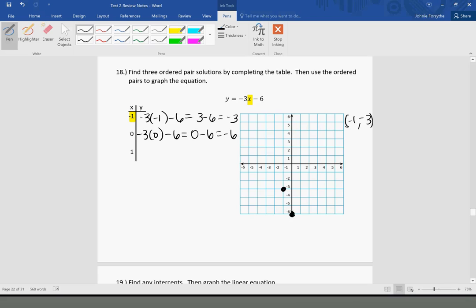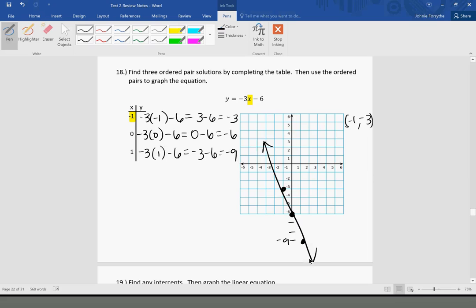And let's do the next one. We have negative 3 times 1 minus 6. Negative 3 times 1 is negative 3, minus 6, which equals negative 9. So when x is 1, my y is negative 9. And so these would be 3 points on my line. So I'm going to connect the dots.